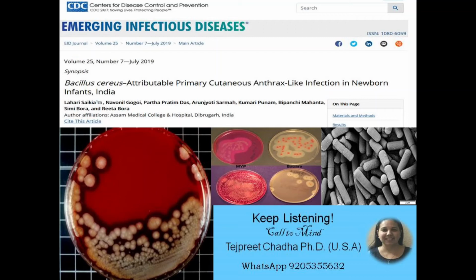So all this investigation focused on the labor room and the attached baby room because skin lesions develop within a few hours after delivery. So you can read this study and know more about the primary cutaneous anthrax-like infection, which has been caused by Bacillus cereus.